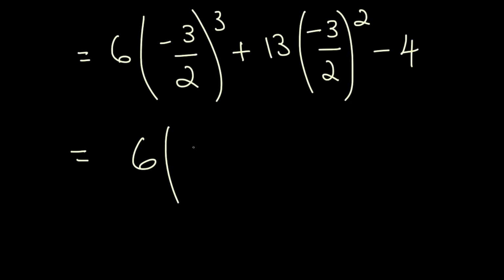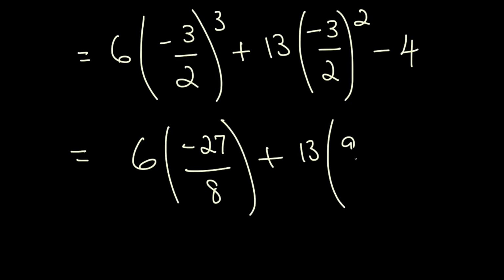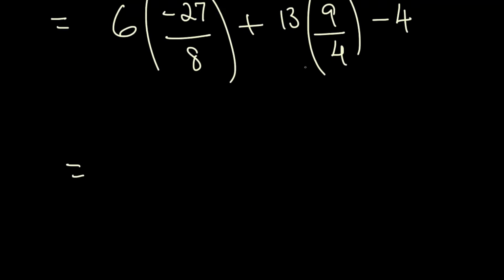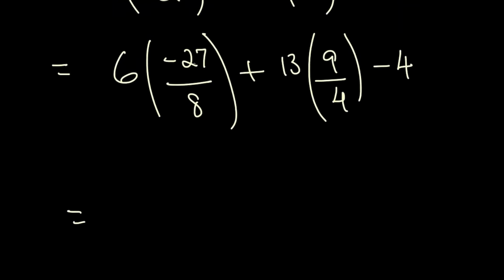Negative 3 cubed is negative 27, over 2 cubed, which is 8, plus 13 times negative 3 squared, which is 9, over 2 squared, which is 4, minus 4 again. Notice that 8 and 4 have a common factor, and that factor is 4. Therefore, it will suit me to have everything lined up with 4 as the common denominator. So I notice here that 6 over 8 can be simplified to 3 over 4, because they both have 2 in common. Therefore, negative 27 times 3 is how much?